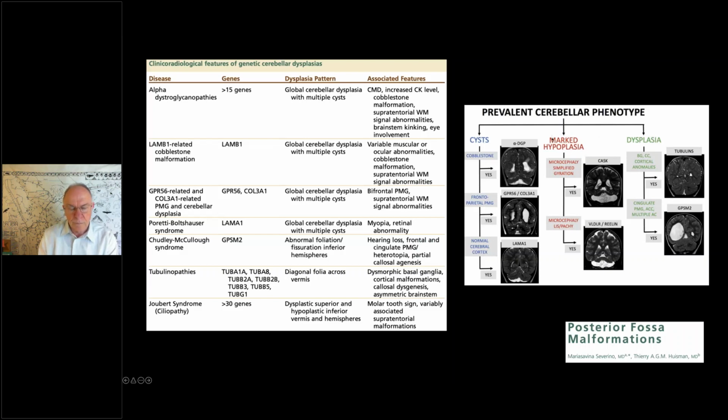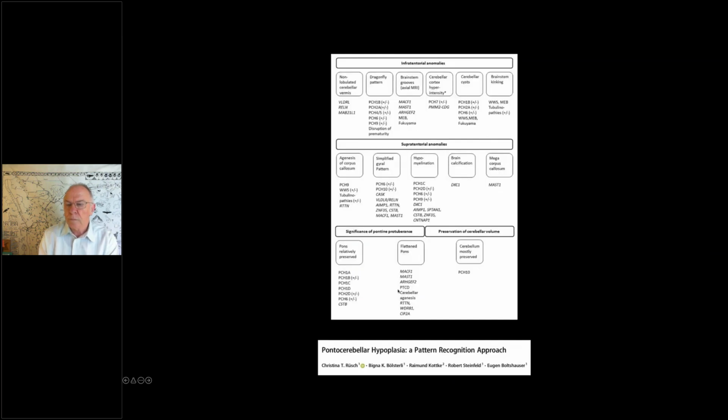This is again a pattern approach for the posterior fossa malformations. Again, the conditions which we have covered are listed over here. This is another paper from Dr. Boltshauser for the pattern recognition approach of pontocerebellar hypoplasias. Supratentorial abnormalities, the reduced brainstem, the basal ganglia volume, I think, could be secondary to hypoxic changes, but I could not narrow it down to a particular diagnosis.